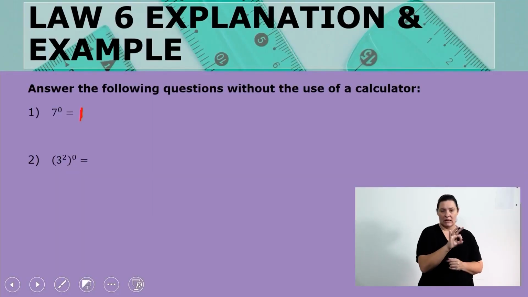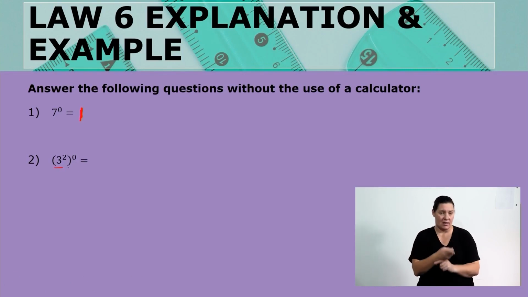We have 3 squared to the exponent 0. So what is going to happen here? Remember, this power is our base and it is raised to the exponent 0. So what happens to the whole power? It will become a 1.